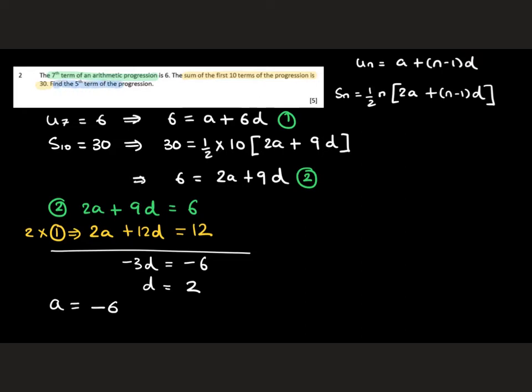Now the question actually wants us to find the fifth term of the progression, u5, which is equal to a plus 4d using this formula here. So that is negative 6 plus 4 multiplied by 2, which is 8, which gives us an answer of 2 for the fifth term.